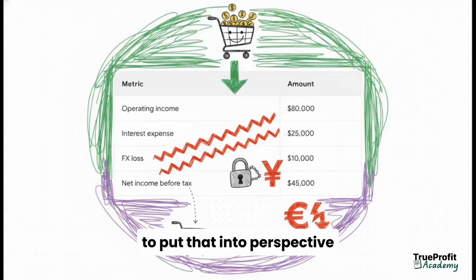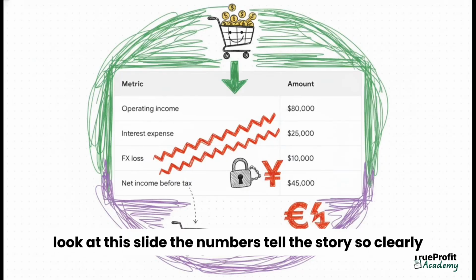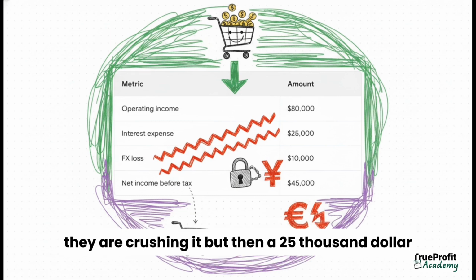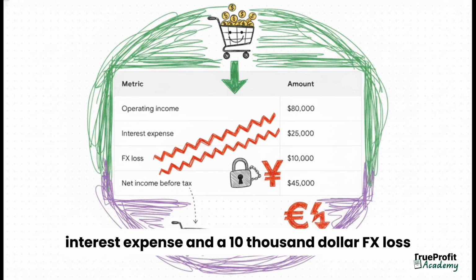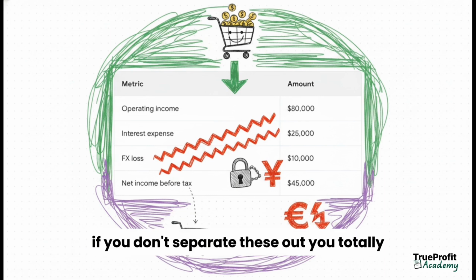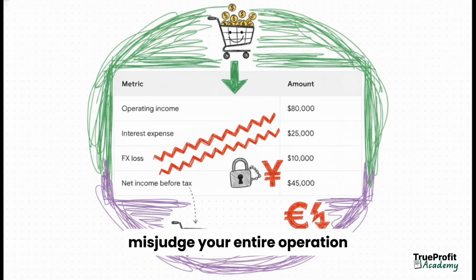or a legal fee. To put that into perspective, look at this slide. The numbers tell the story so clearly. This hypothetical store generated an awesome $80,000 in core operating income. They are crushing it. But then a $25,000 interest expense and a $10,000 FX loss slashed their net income down to just 45 grand. If you don't separate these out, you totally misjudge your entire operation.